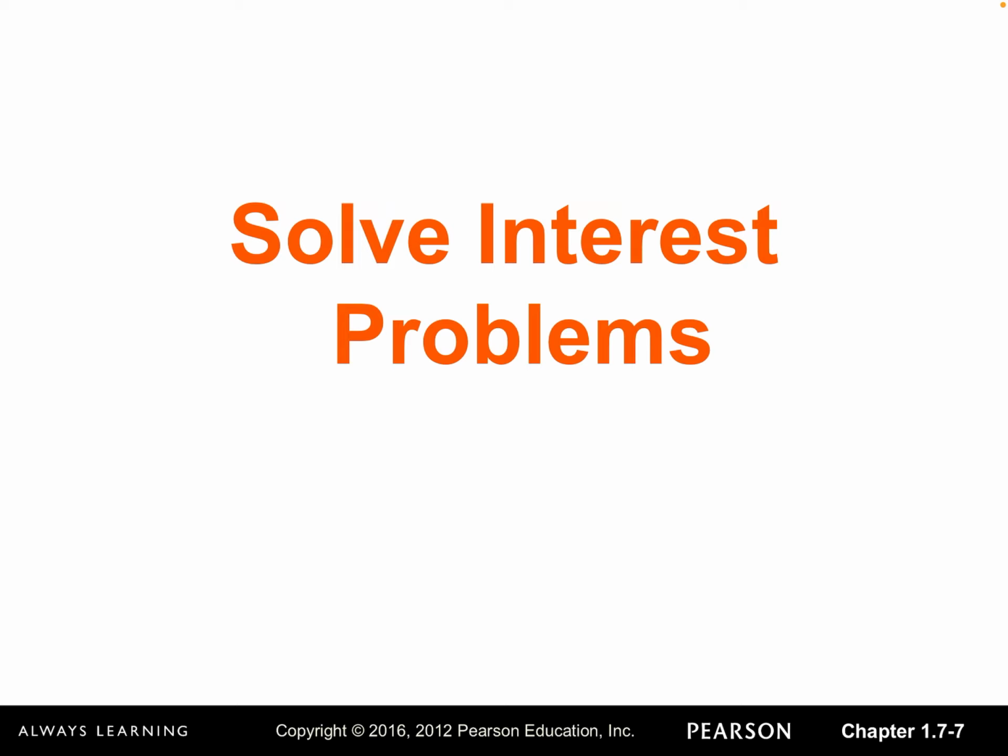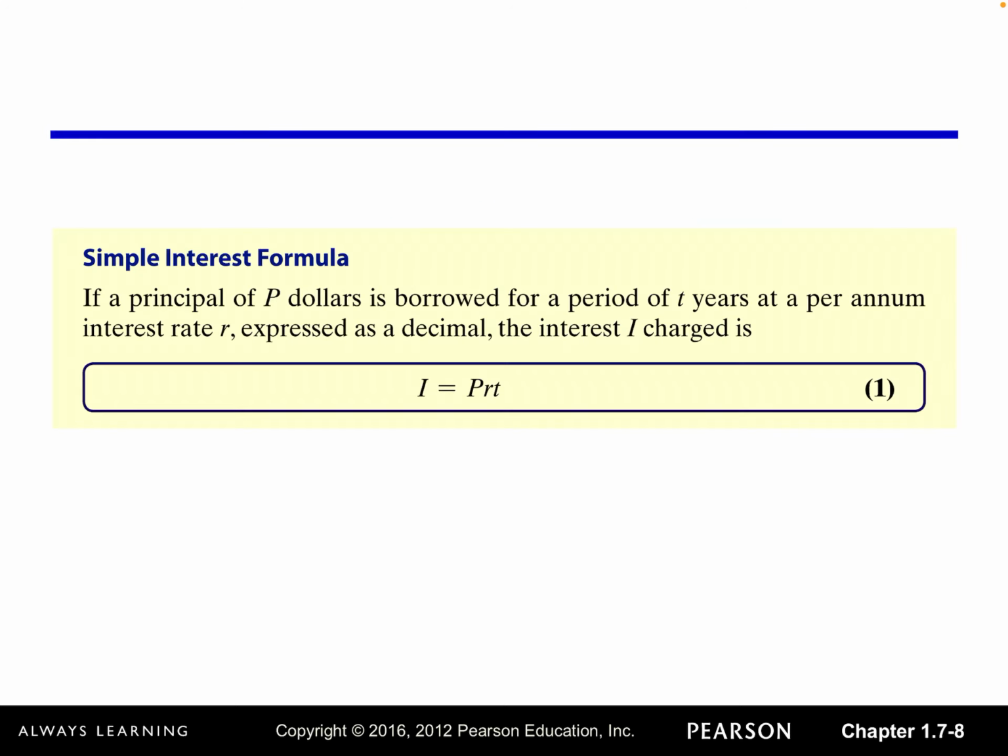All right, now let's look at an example, solving an interest problem. The simple interest formula: I equals P times R times T. I represents the interest made from that investment. P represents the principal or initial deposit. R is the interest rate. T is the time in terms of years, how long that investment lasts. I equals P times R times T.